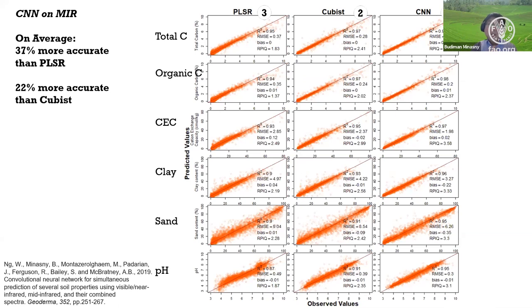That means using a standard method of mid-infrared and calibrated against standard measurement, we can get very accurate measurements of total carbon, organic carbon, and the difference in organic carbon, CEC, clay, sand, silt, and pH directly. So that is a big plus, right?